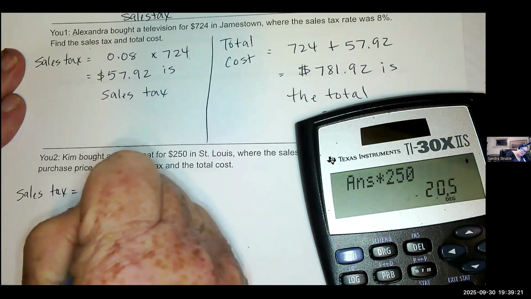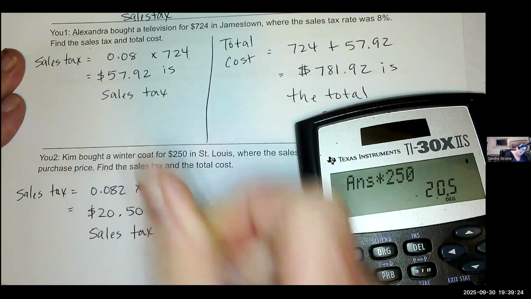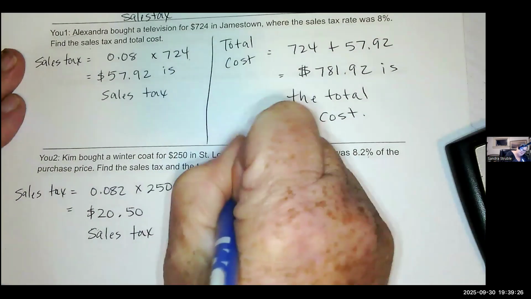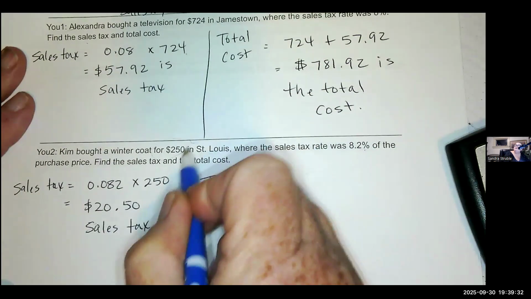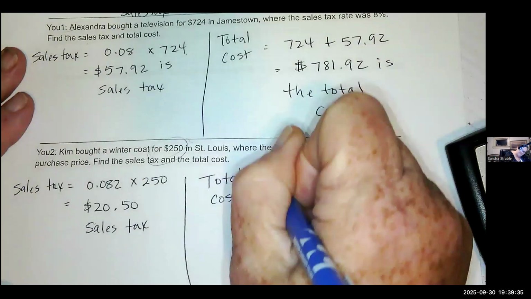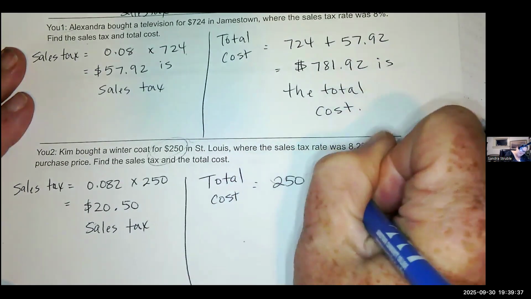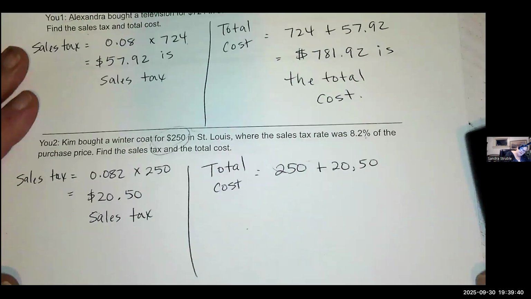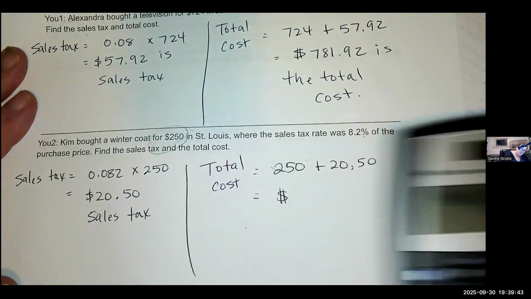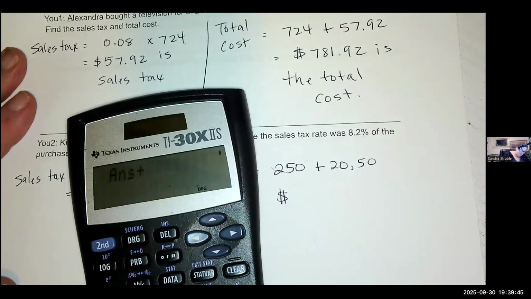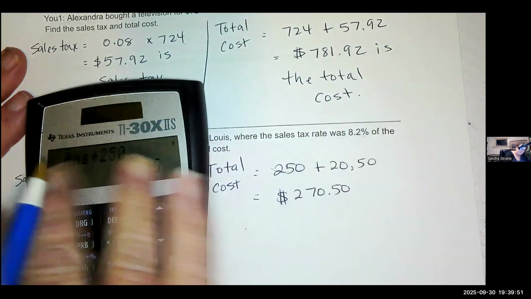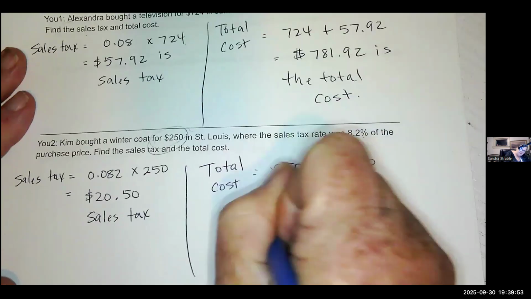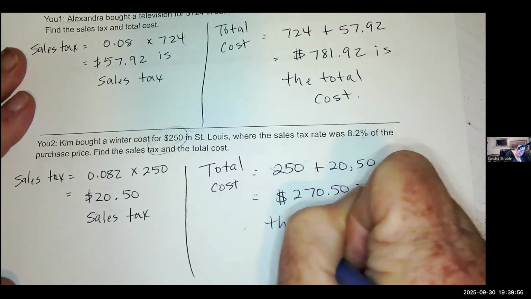is the sales tax. Okay, to find the total cost, you have to add the sales tax and the purchase price. So 250 plus 20.50. Don't forget your dollar sign. So 20.50 plus 250 is $270.50 is the total cost. All right, let's go to the next one.